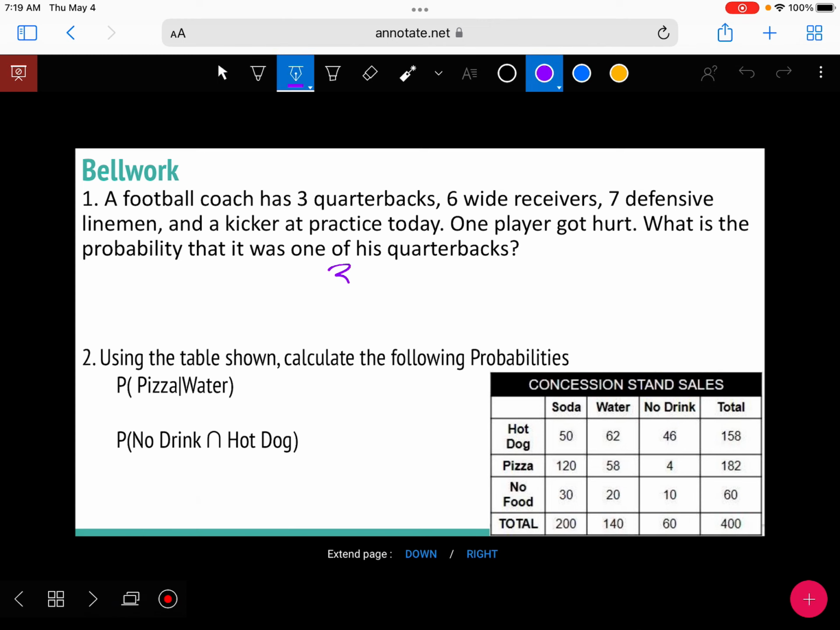Because there's 3 quarterbacks out of 17 options. I mean, the pure math on this is probably a little different because the odds of people getting hurt are different based on different things they're doing, but whatever. We're going for simple here.